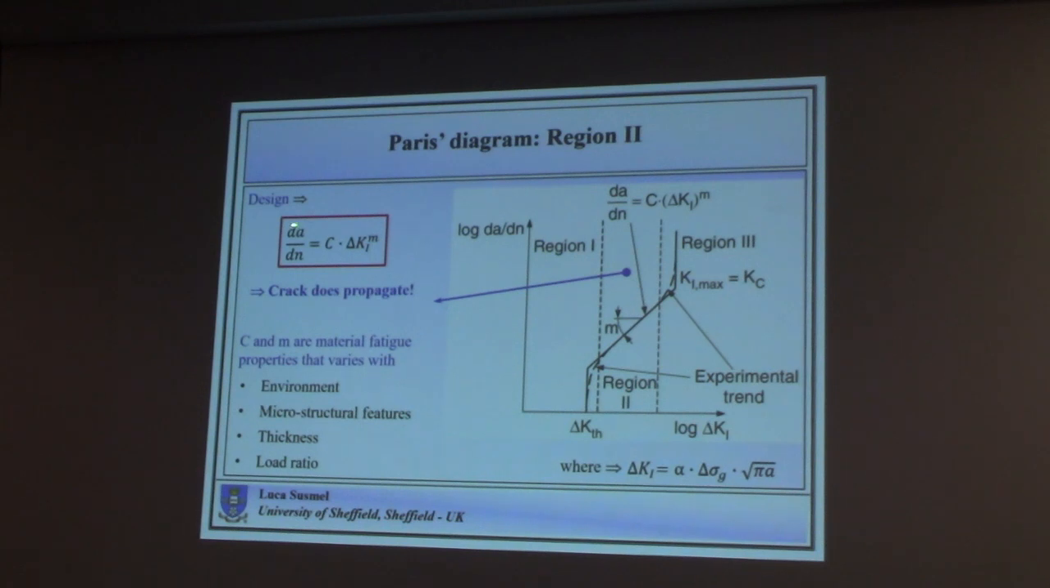So nothing else to say. If we can calculate delta K1 and C and m are known, we can estimate the crack growth rate. This is information we can play with in order to make, for instance, further assumptions.